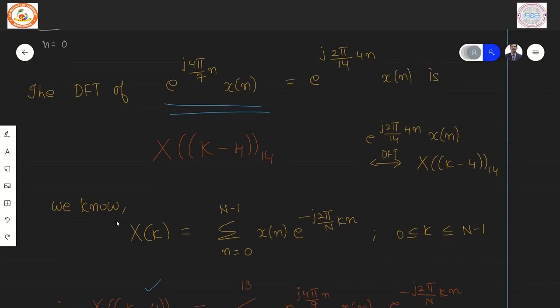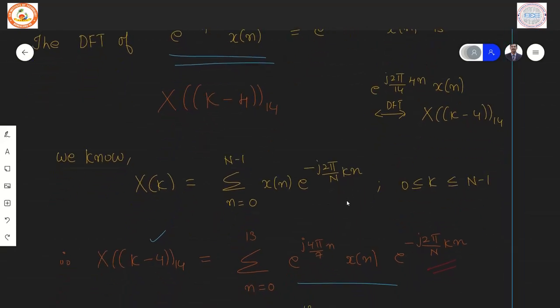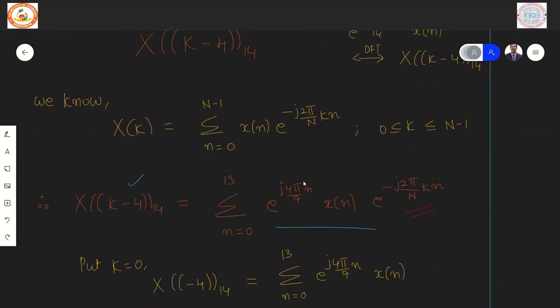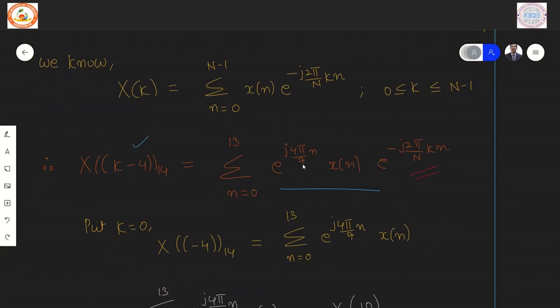Now we know that the DFT equation is given by this, X of k is given by this, and therefore if we want the DFT of x of k minus 4 mod 14, then in place of x of n we have to take the quantity x of n into that exponent. So we insert that value in the DFT equation. After inserting the value, this is what we get.